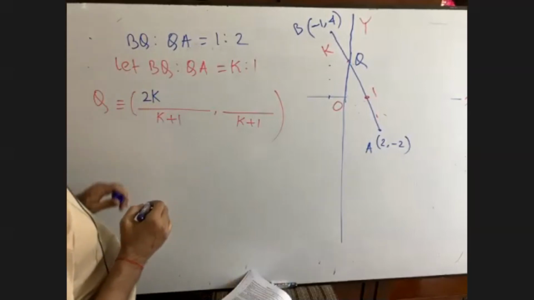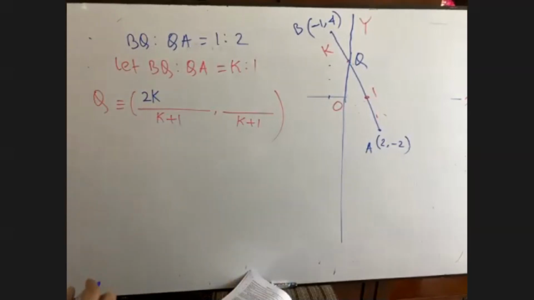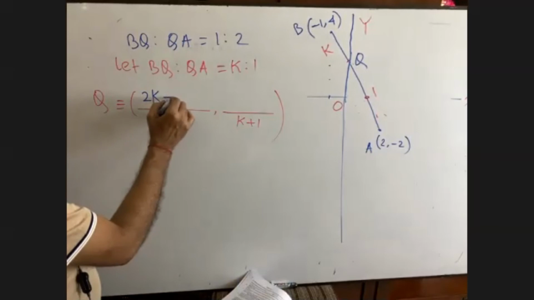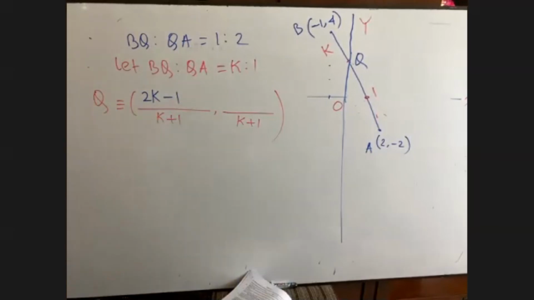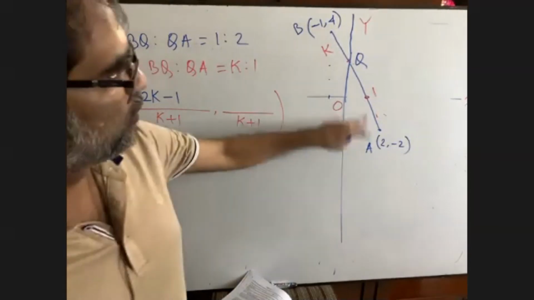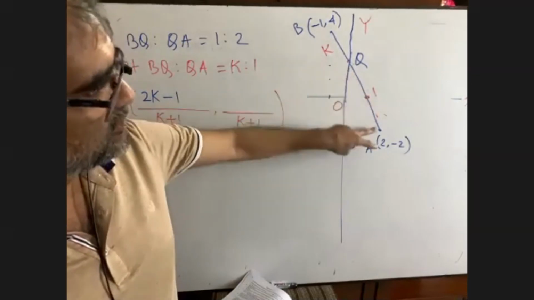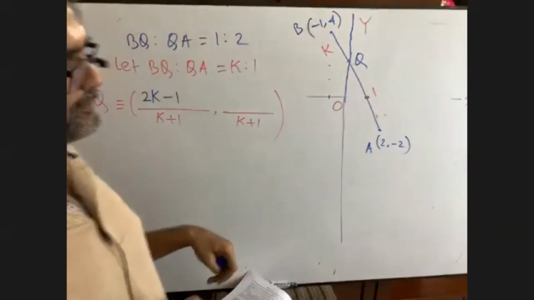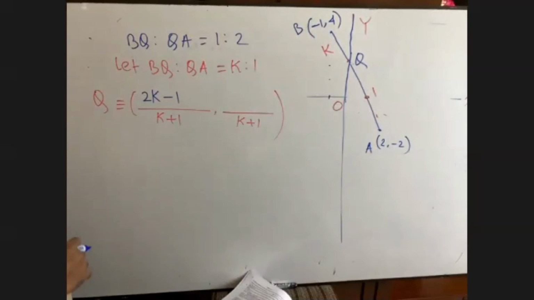Sir, sorry, I had an internet problem. A little while ago you wrote AQ is to QB equals 1 is to 2 and said it was wrong. Why, sir? AQ cannot be 1, you see, it is two parts for this. Okay? Sorry, sir. Okay. Now it is what?